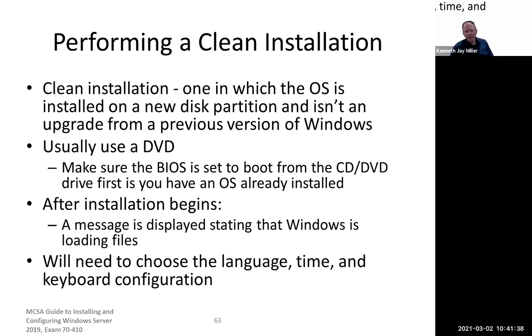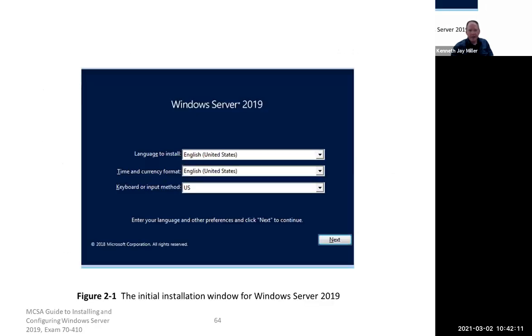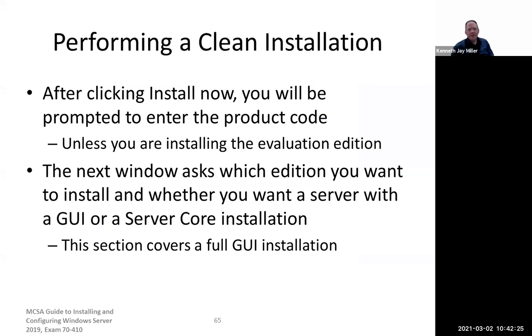Now, in our environment, we're going to use ISOs, the Server 2019 eval ISO file, which remember last week we copied to our desktop so that we have them there where we can move them around as needed. After install begins, it will tell you Windows is loading. It may ask you to choose the language, the time, and the keyboard configuration. So here's that screen, and for us, we just click next, right? The defaults, United States and the US keyboard layout, are what we want to use. Then we click next and then install.